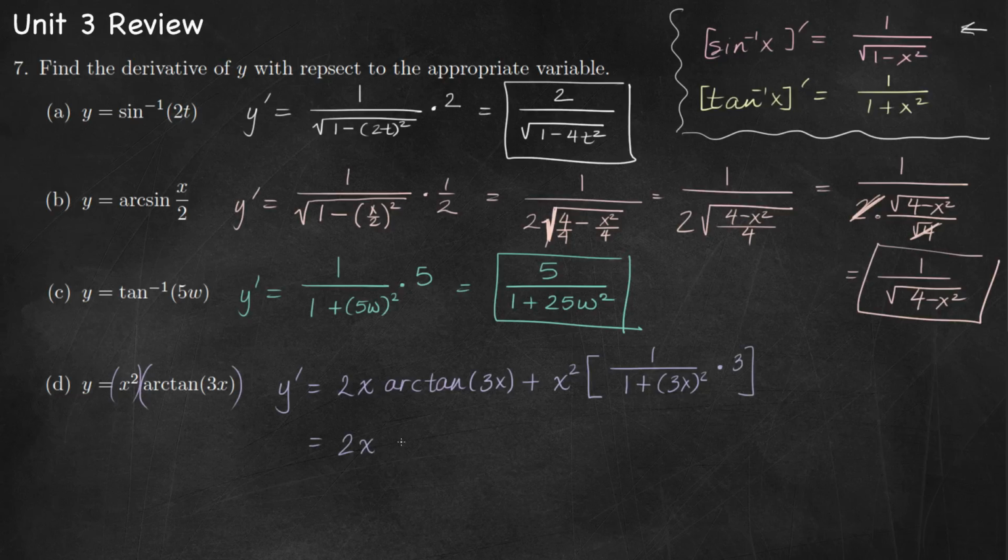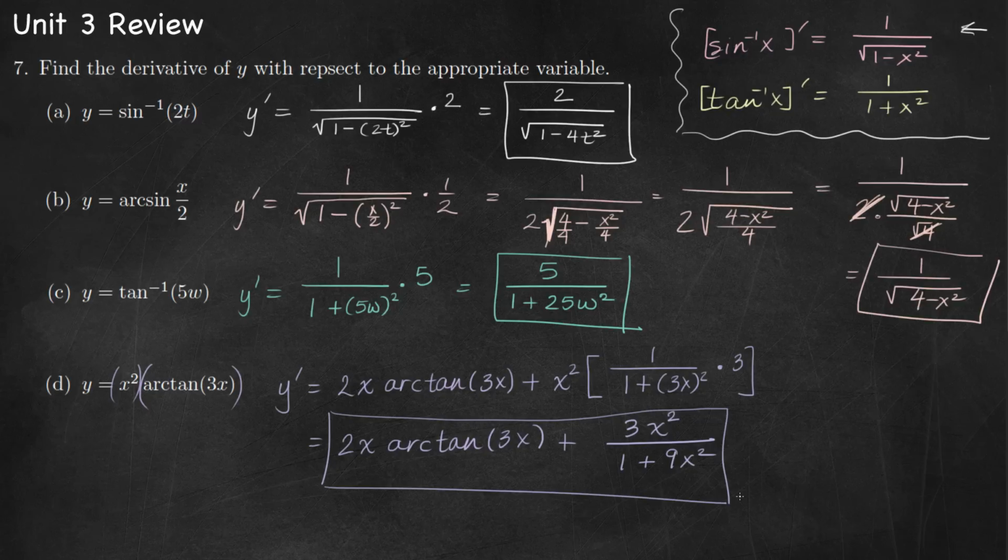So that's going to be 2x arctan of 3x plus, now when I multiply this out, I have a 3 in the numerator times the x squared. So I have 3x squared in the numerator. And in the denominator, I have 1 plus 9x squared. So all of that is my final answer.